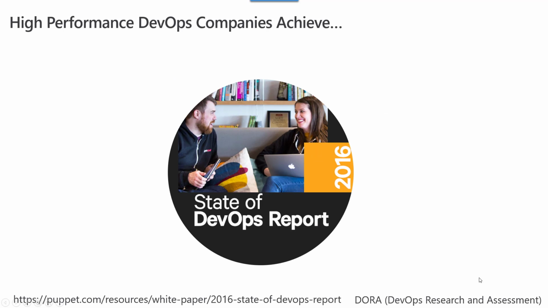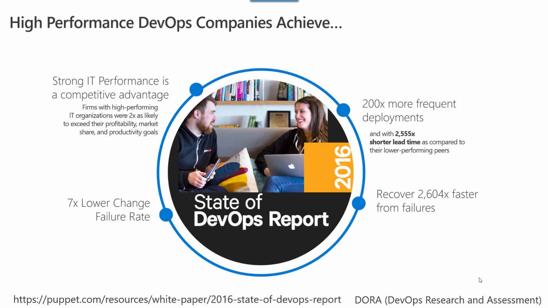So what they found is that the companies that implement high performance DevOps, first, exceed their profit, market share, and productivity goals 2 times. They don't fail, and if they fail, they fail 7 times less than the company at the bottom. And they recover 2,600 times faster from failure. I can spend all day talking about this point.